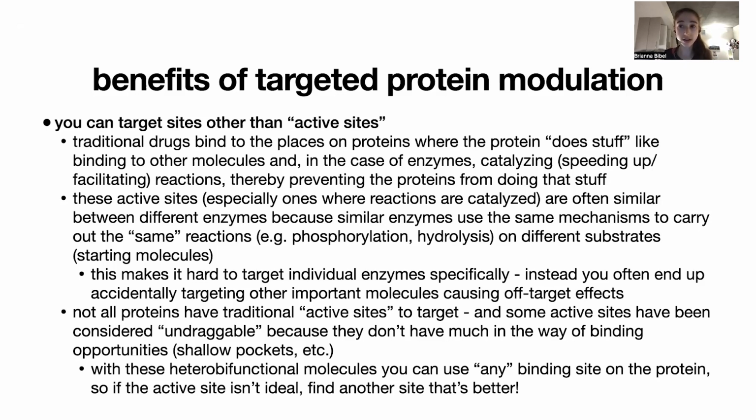So traditionally, with drugs, if you want to stop a protein from doing what it does, you would target the place on that protein where it does what it does. Say an enzyme, a reaction mediator or speeder-upper: there's going to be a pocket on that enzyme, the place where it brings together different components, so it binds to things or binds to a single substrate and then changes it somehow. We call this place on the protein the active site.